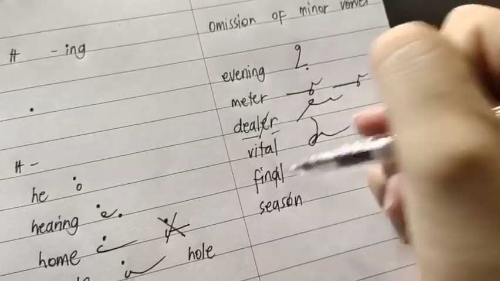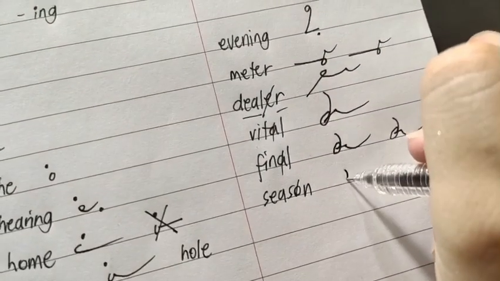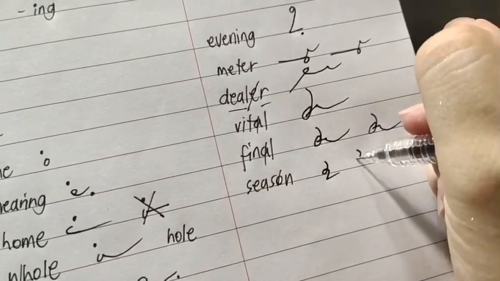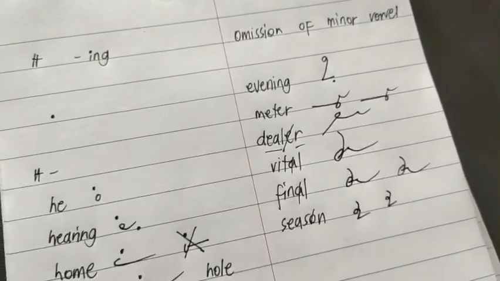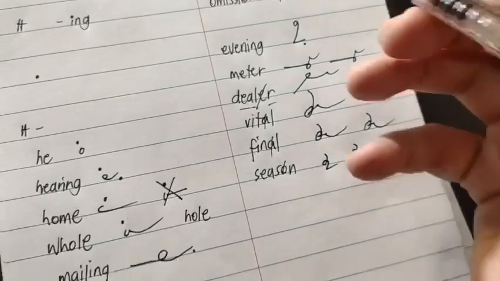Usually, ito yung mga nauumit sa dulo na vowel. For example, season, S-E-C, tason, S-O-L-E-S-O-N, N. Season. Wala na yung O. Inumit na natin. Para mabilis. Season. Parang ganun siya i-pronounce. Season.